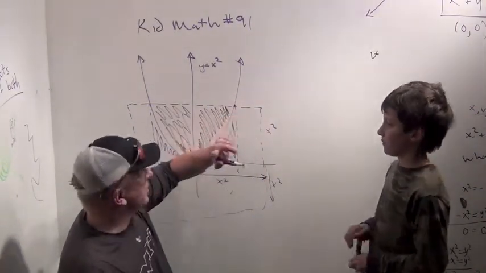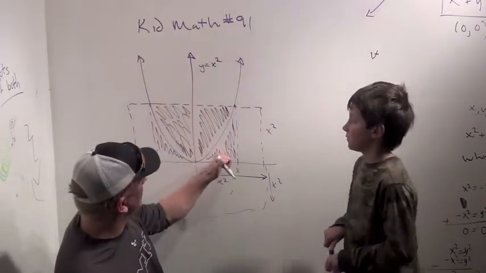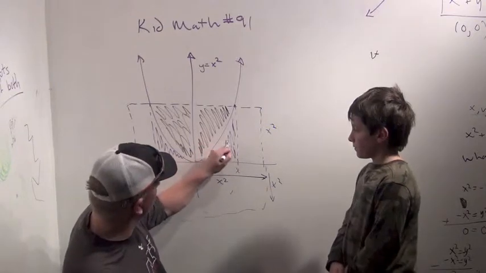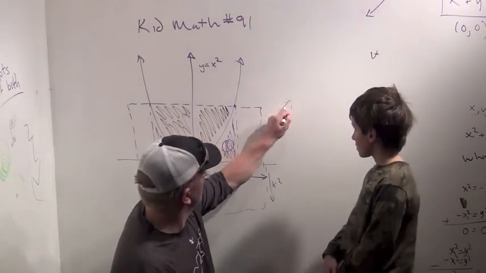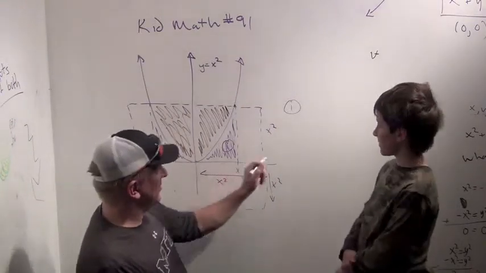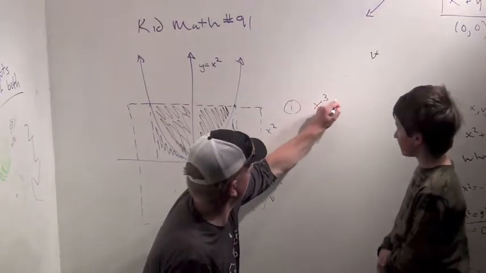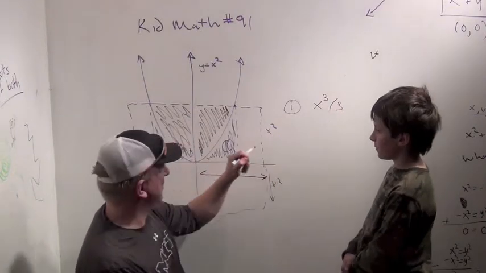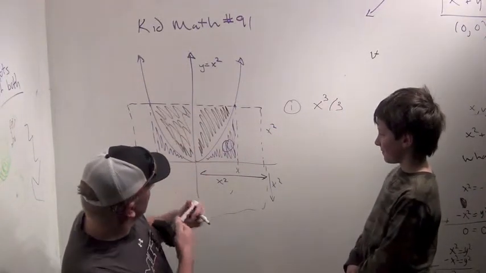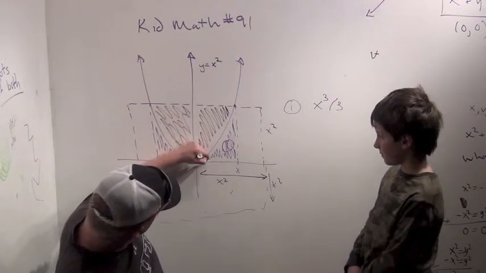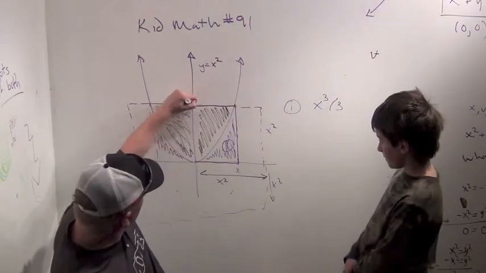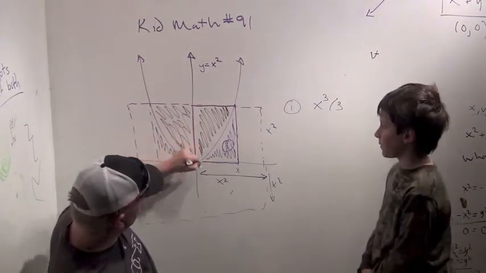In the last video, KidMath90, we learned that this area underneath the parabola and above the x-axis, which I'll call area 1, is x cubed over 3. We're going to learn that eventually in calculus, but that's going to have to wait until you're older than 10.